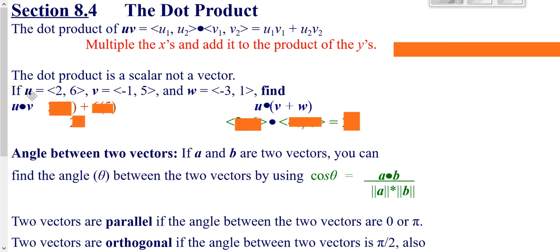So here we have a vector. Once again, vectors are bold and italicized in standard position because of the angle brackets. We have vectors u, v, and w. So first of all, we're asked to do the dot product of u and v. So you have to multiply your two x's, the 2 and the negative 1. Multiply your two y's, the 6 and the 5, and then add those together, and we get 28.